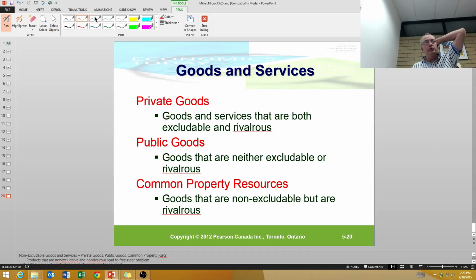Okay, then I think the very last slide that we look at here deals with the concepts of private goods, public goods, and common property resources. So the authors give us some concepts here that we can analyze the concept of private goods and public goods and then common property resources. So the first concept they give us is the concept of excludable.